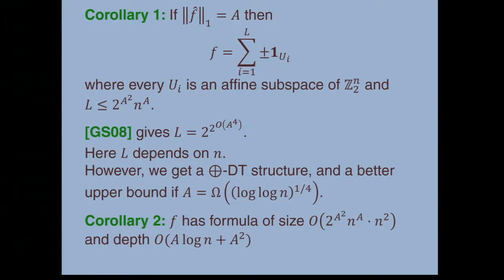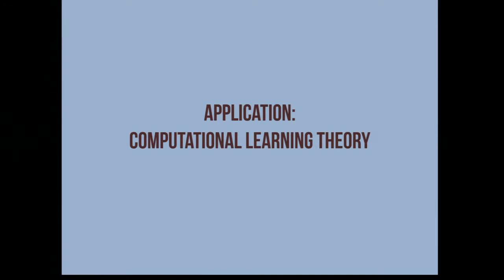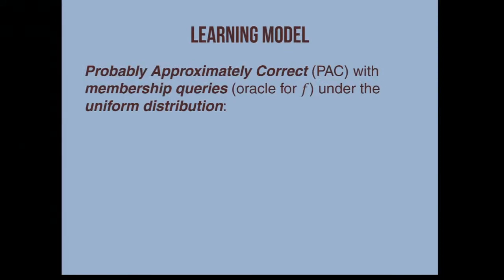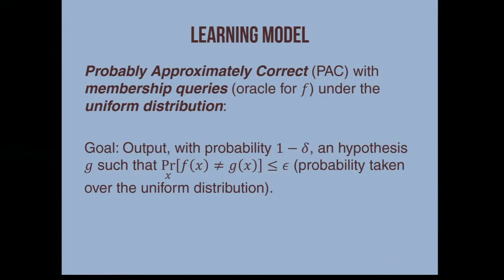All right. So let's talk about learning theory for a moment. Our learning model is the following. We consider the PAC model with membership queries, which is just the learning theory lingo for black box access to a function f, and you measure your error according to the uniform distribution. So you want to output, with high probability, a hypothesis g such that the probability over x that f(x) is not equal to g(x) is at most epsilon. You want the running time to be polynomial in n, 1 over epsilon, and log 1 over delta.